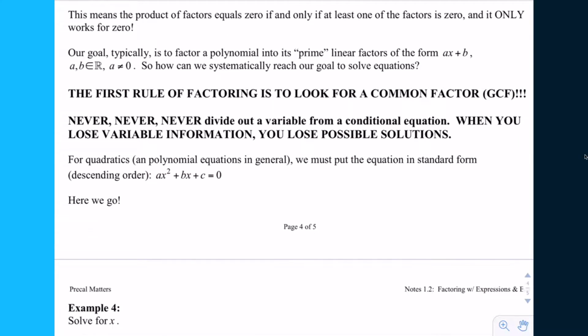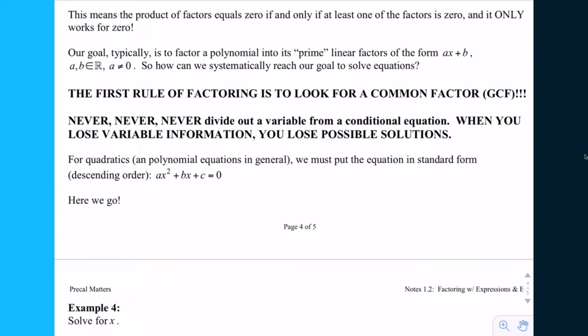Okay, so let's read these things in bold, in all caps. The first rule of factoring is to what? Look for a common factor, right? Duh, we know that now. This is not another rule, but it is pretty important. It says never, never, never. How often is that? That's never. Never divide out a variable from both sides of a conditional equation. Because if you lose it from the equation, you're losing information, which means you're losing possible what? Solutions. Okay? And that's not good.